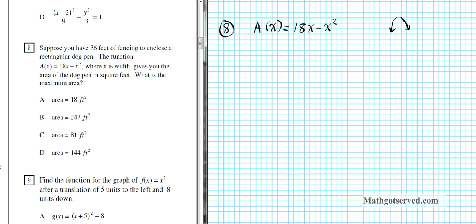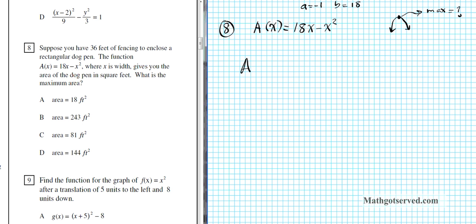Because if you look at A, A in this problem is negative 1, and B is 18. So since A is negative, it faces downwards, so the extrema is going to be a maximum. So the question is, what is that value?